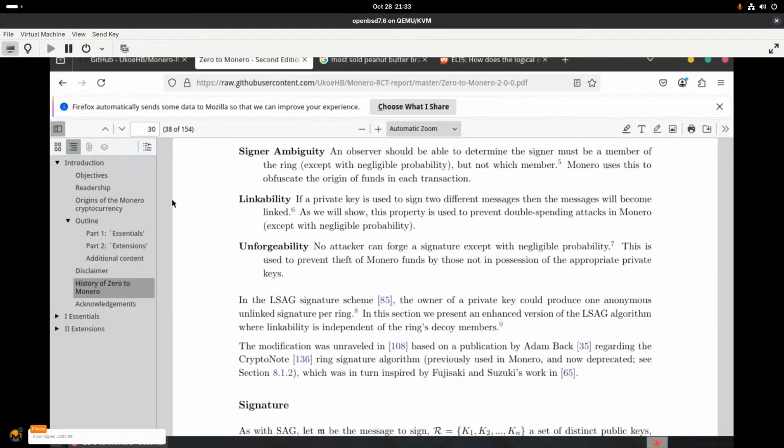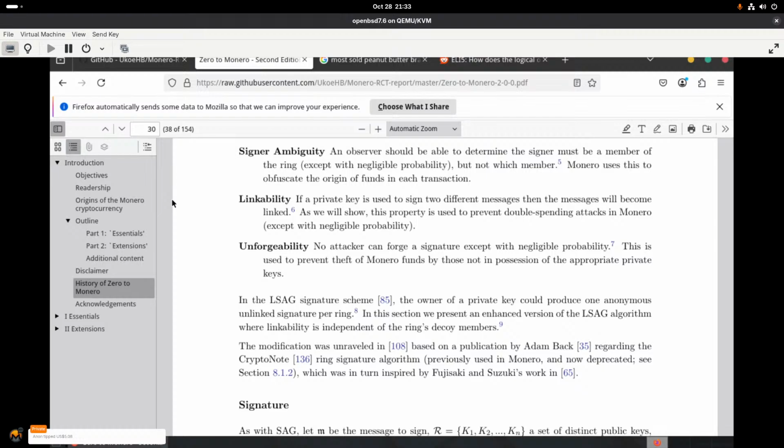Signer ambiguity. An observer should be able to determine that the signer must be a member of the ring, except with negligible probability, but not which member. Monero uses this to obfuscate the origin of funds in each transaction. Linkability. If a private key is used to sign two different messages, then the messages will become linked. As we will show, this property is used to prevent double spending attacks in Monero, except with negligible probability. Unforgeability. No attacker can forge a signature except with negligible probability. This is used to prevent the theft of Monero funds by those not in possession of the appropriate private keys.